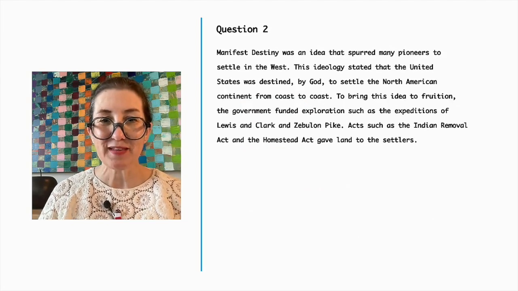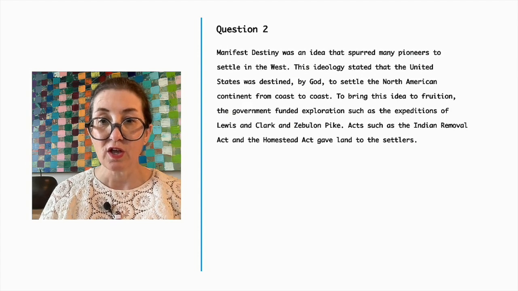Question number 2. Manifest destiny was an idea that spurred many pioneers to settle in the West. This ideology stated that the United States was destined, by God, to settle the North American continent from coast to coast. To bring this idea to fruition, the government funded exploration such as the expeditions of Lewis and Clark and Zebulon Pike. Acts such as the Indian Removal Act and the Homestead Act gave land to the settlers.